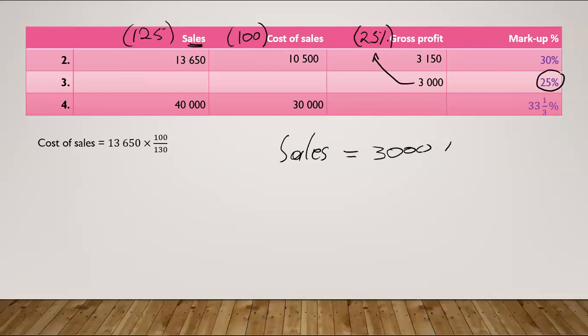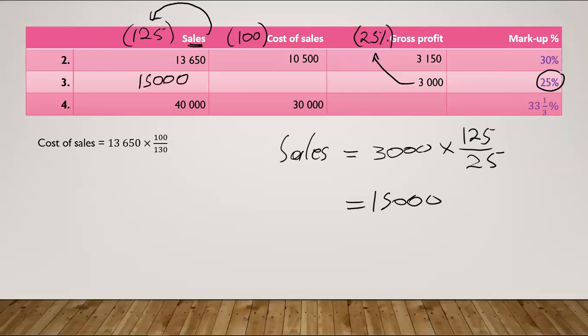So I know that whatever I divide by here, I must divide by 25. And then you multiply by what I want. What I want is sales, and sales for number 3 will be at 125. And this will give me my sales figure of 15,000. So I know that sales here will be 15,000.